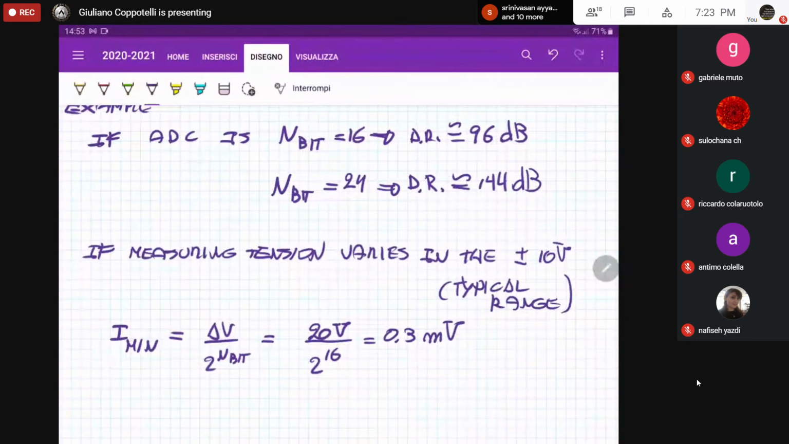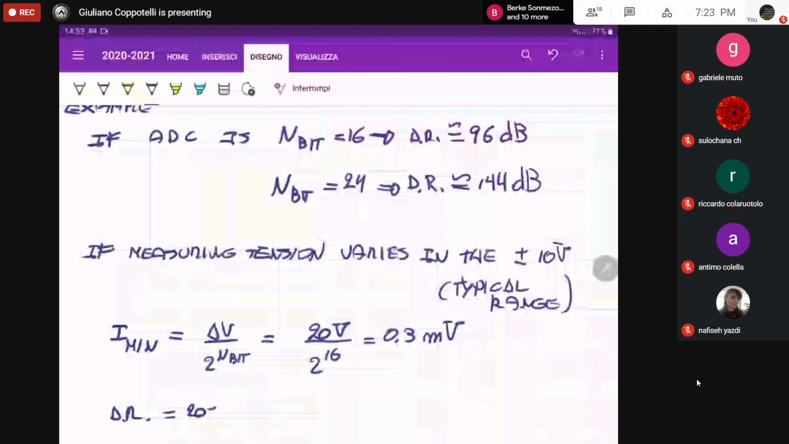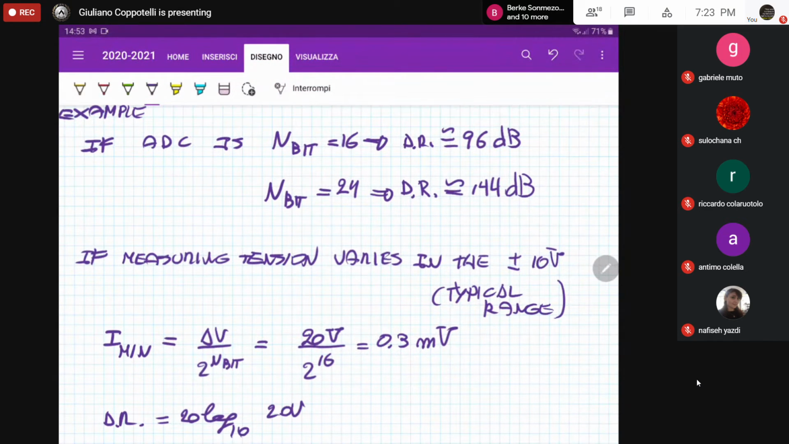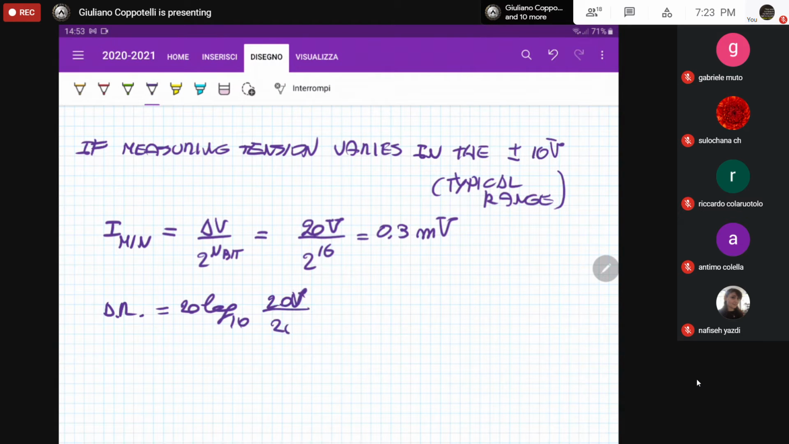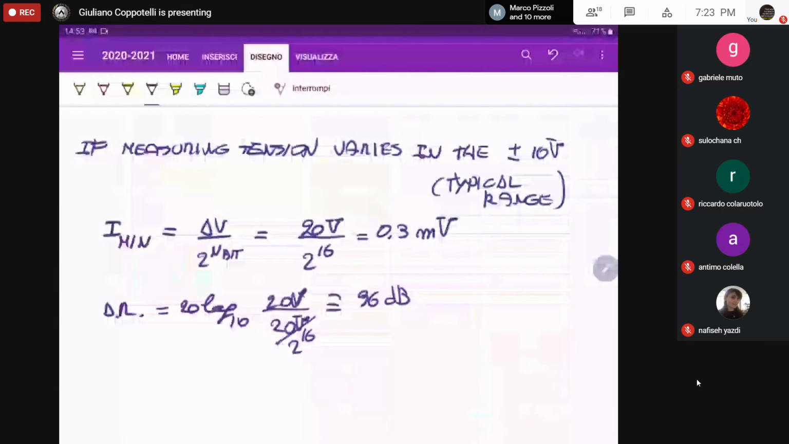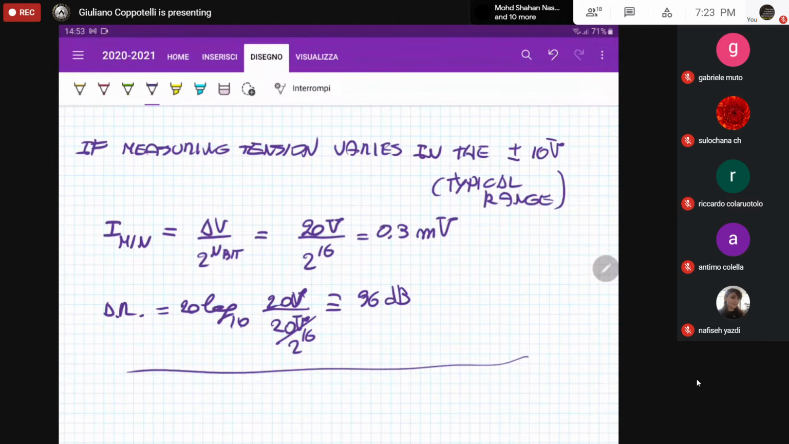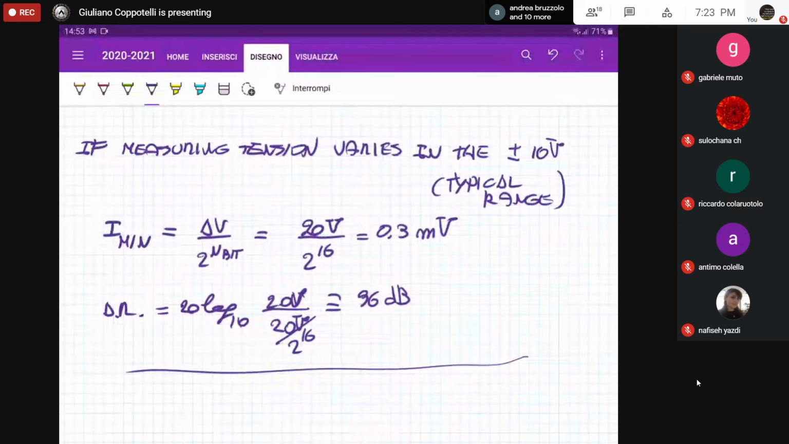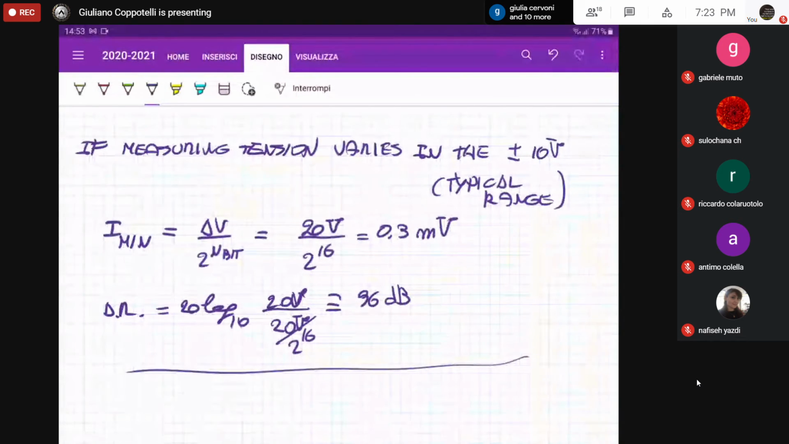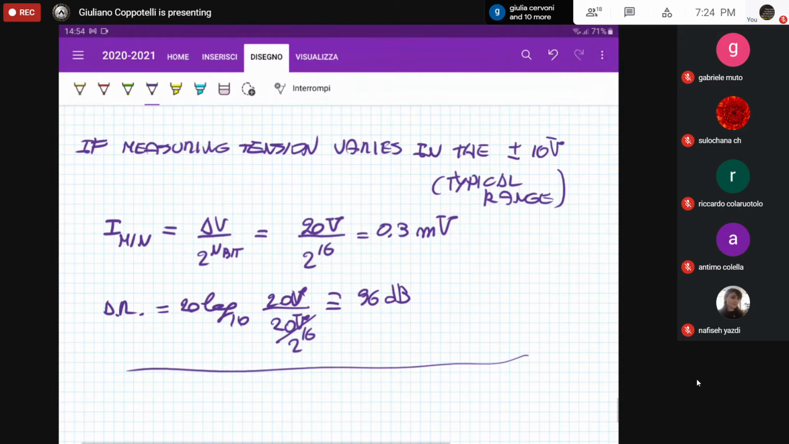Okay, and of course the dynamic range is very easy, it's not dependent on this voltage. So it's 20 logarithm base 10 once again of 20 volts divided by 20 volts over 2 to 16, and that is practically equal to 96 dBs. Okay, so this very easy example is telling you what is the minimum quantity that we can associate to a specific quanta level, that is 0.3 millivolts in that case. And of course the total dynamic range is 96 dB. Of course, we are assuming that your AD converter is characterized by 16 as the number of bits that we are using.